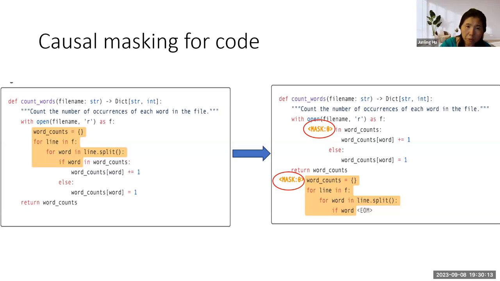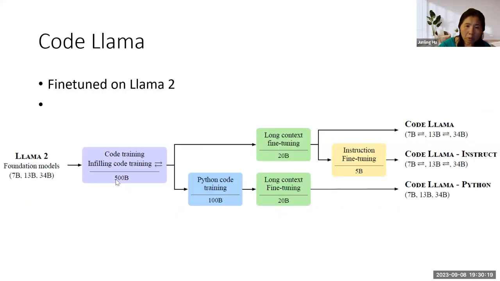So that is the first thing they did with that 500 billion tokens of code to do the fine tuning. This is called a specific fine tuning with a causal mask, or you call it infilling code training. After that, they branch this out into three different models. For Code Llama, the original model, we actually continue to do some fine tuning. And this fine tuning is also a unique, very interesting innovation from Facebook, from Meta.